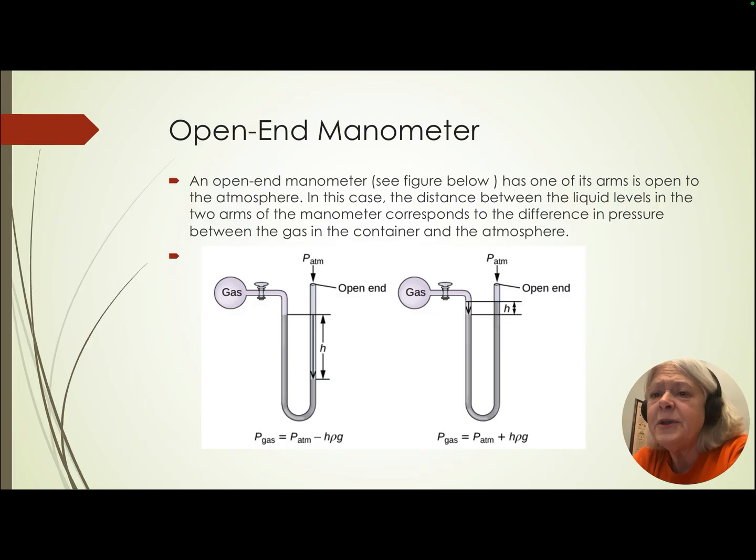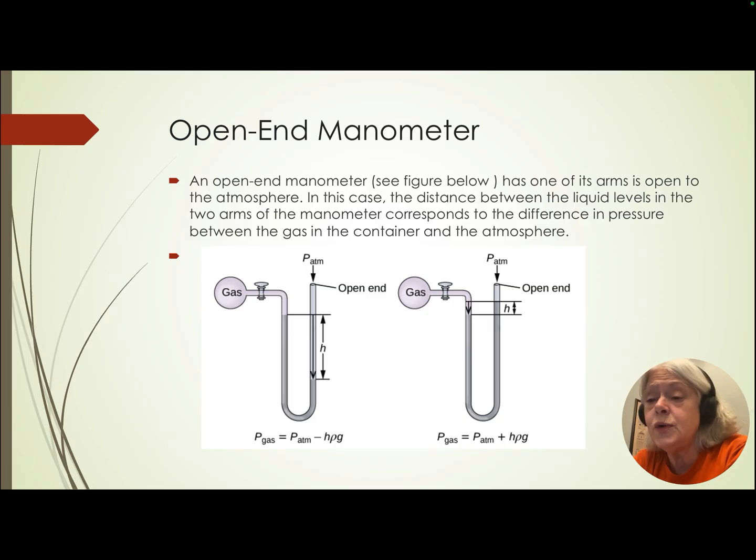The distance between the levels in the two arms of the manometer will give us the difference in pressure between the gas in the enclosed chamber, which is labeled gas on these two diagrams, and the atmosphere. For these two diagrams, please note that the diagram on the left has a height difference that is lower on the atmospheric side. If it is lower on the atmospheric side, that indicates that we have a greater atmospheric pressure. Then let's consider the right side manometer. Here, the pressure on the gas side, the enclosed gas side, is lower. That means that it is looking at exerting greater pressure.